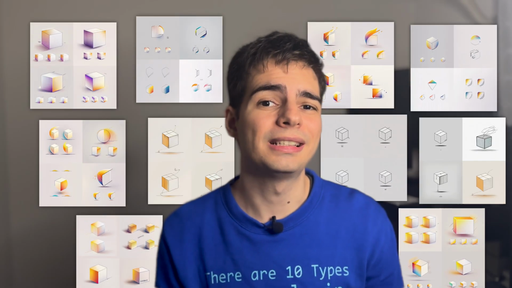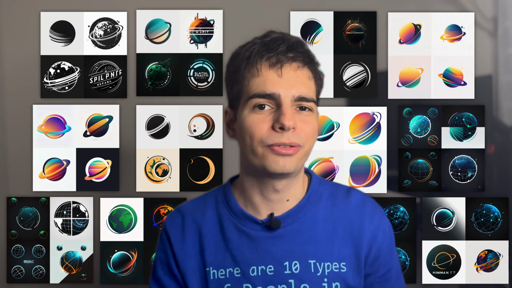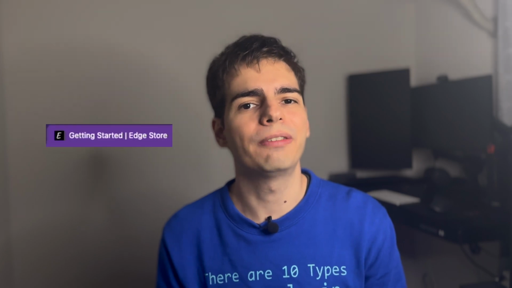One is a cloud, because the Edge Store is a cloud storage. Another one is a box, because it is a storage. And also a planet, because it is a CDN service that uses CloudFront to distribute the cache all over the world. And also an abstract logo, because why not? And I want it to be simple enough to look good as a favicon on the browser.